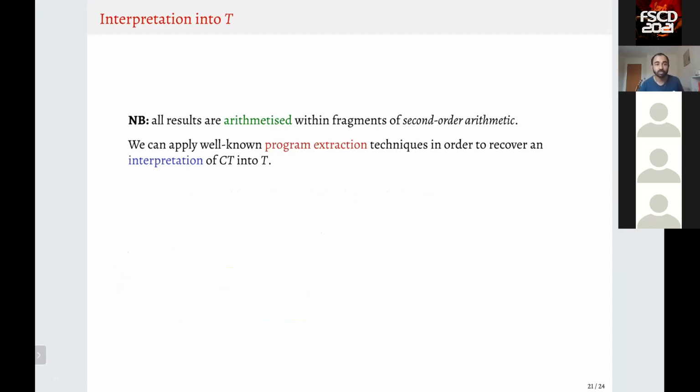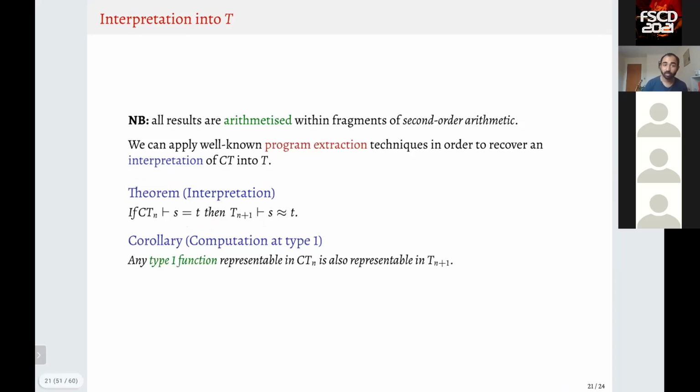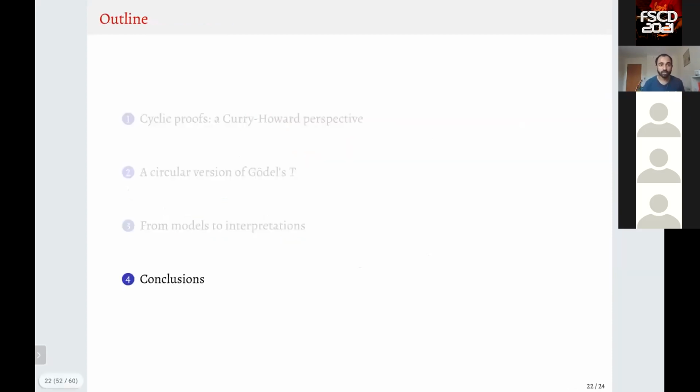Because we controlled our reasoning and formalized it in suitable fragments of second-order arithmetic, we inherit almost for free an interpretation of CTN into T_{n+1}, mimicking the result in arithmetic. In particular, for the type 1 functions representable in CTN, they're also represented in T_{n+1}. And so if you take the unions, CT and T represent the same type 1 functions. So these are the main results of this work.